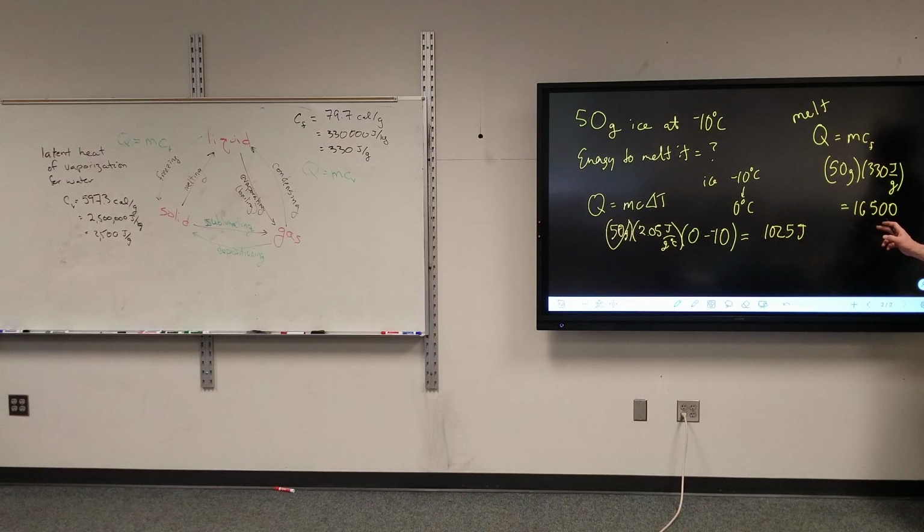So the total amount of energy is just the sum of those two. Doing the fancy math here, we got 17,525 joules. So a little over 17,500 joules in order to melt that 50 grams of ice.